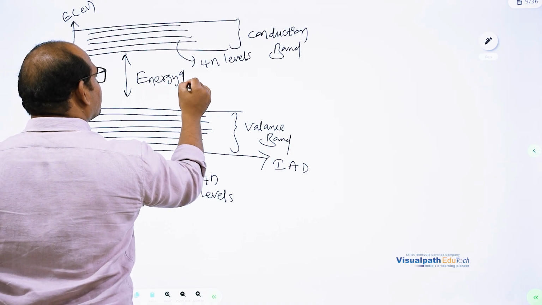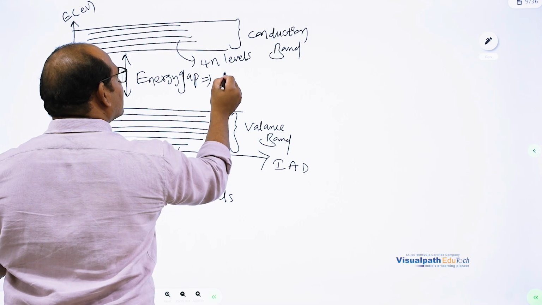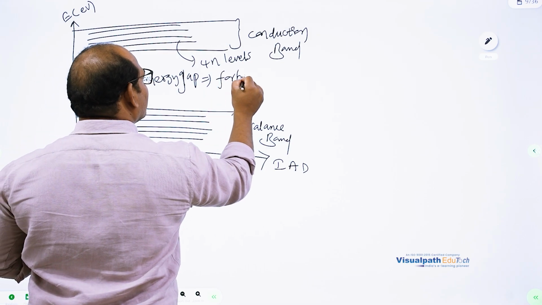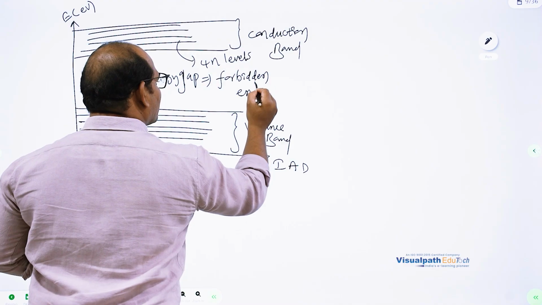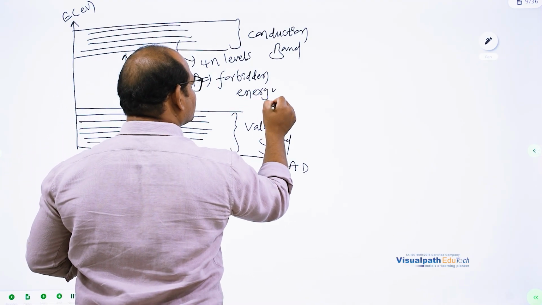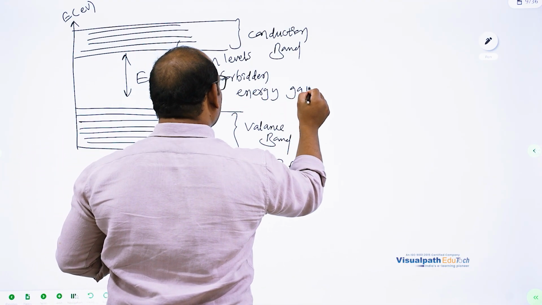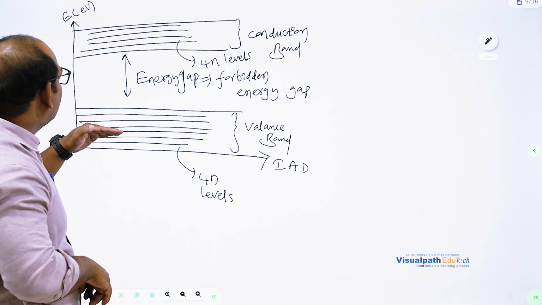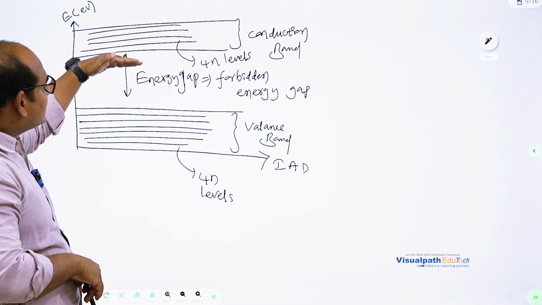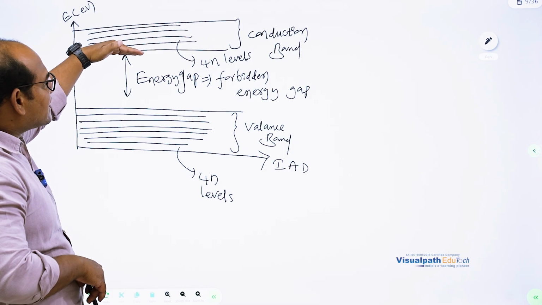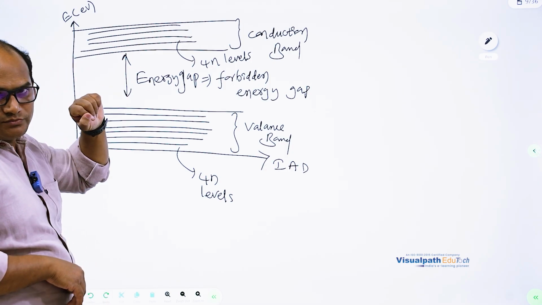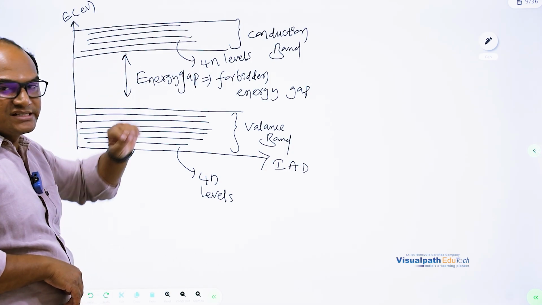Energy gap. But in this gap, you will not find any electron. That's why it can also be called the forbidden energy gap. Forbidden means not allowed. So no electron is available from this level to this level. From the upper end of the valence band to the lower end of the conduction band, no electron is allowed. That is why it is called forbidden energy gap.